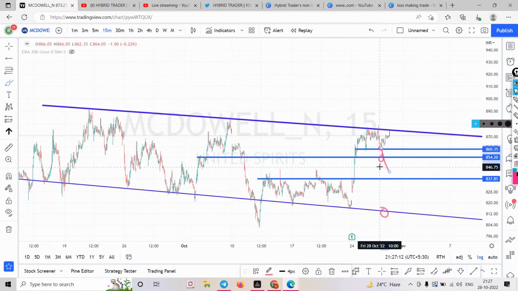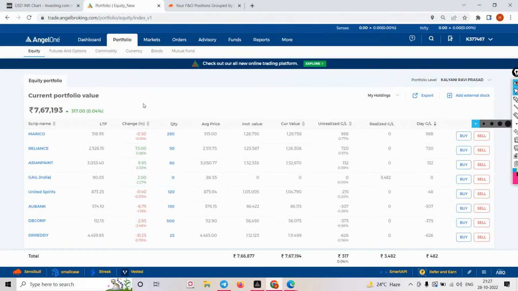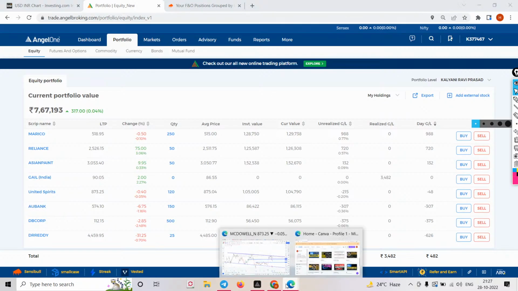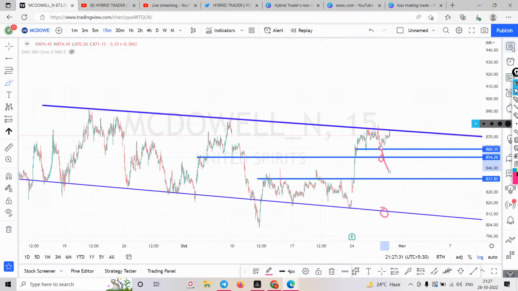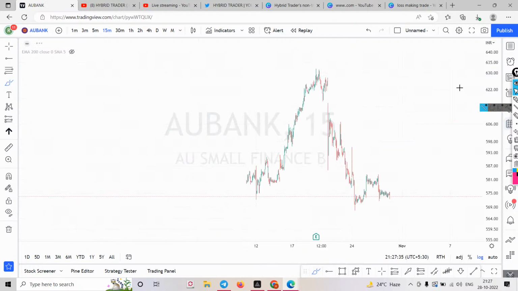Okay, now this is the price action of the MACD. Let me again take you back to my portfolio. There is some interesting stuff, clients. Please stay with me. I'll show you why I went for AU Bank. This is very important. Let's quickly look at the price action of AU Bank.